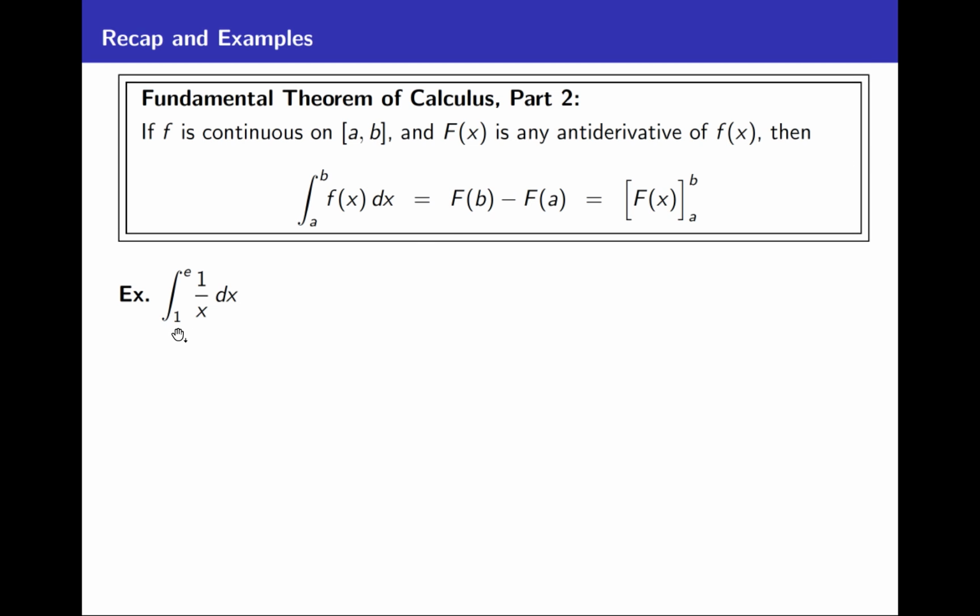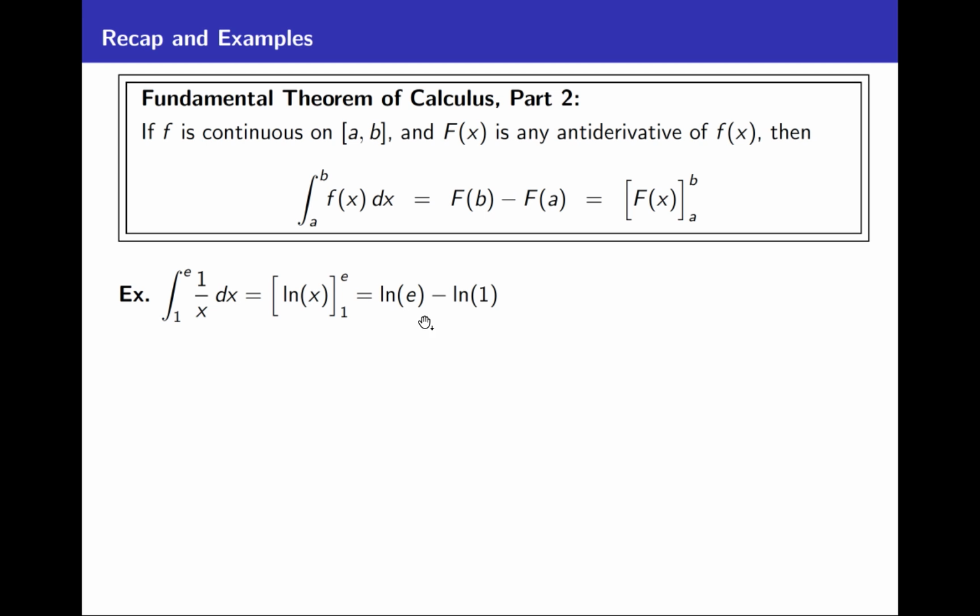How about the integral from 1 to e of 1 over x dx? Well, the fundamental theorem of calculus part 2 says that this definite integral is going to be equal to an expression that is as simple as finding an antiderivative of 1 over x, which is, as we know, ln of x. So the fundamental theorem of calculus part 2 says that the integral from 1 to e of 1 over x dx is ln of x from 1 to e.